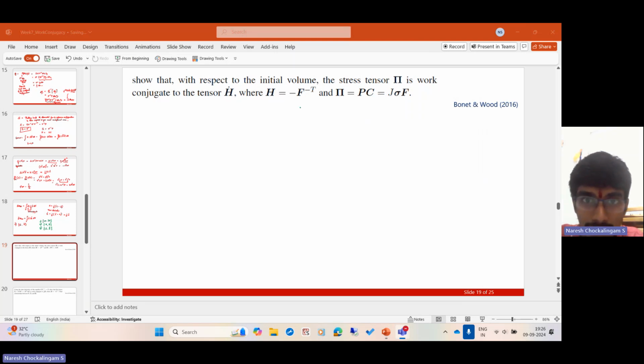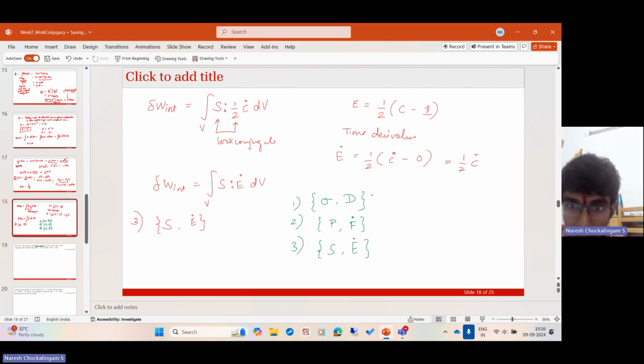Show that with respect to the initial volume. So with respect to which volume we have to say, one more thing: sigma D, this is with respect to deformed volume, whereas these are with respect to undeformed volume.